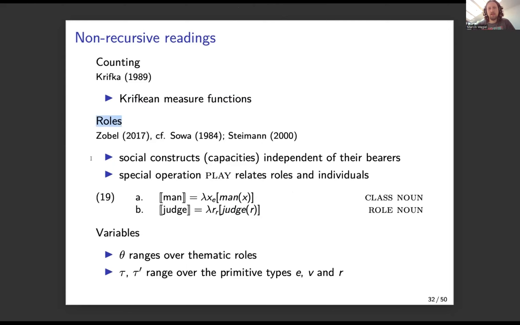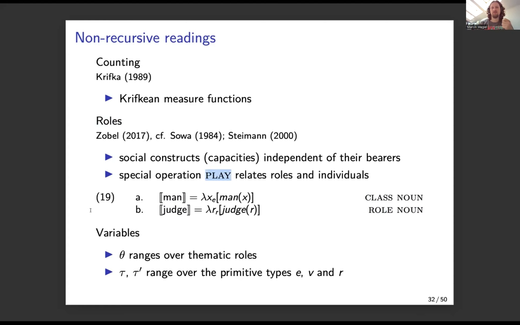So you can think of roles as social constructs, or functions or capacities of individuals, that are nonetheless independent of their bearers. If you look at a class noun such as man, this is, as usual, assumed as a property of individuals. On the other hand, role nouns such as judge would be a property of roles. So this is the R there. And of course, because individuals usually perform roles, there's also a special operation play, proposed by Tobel, that relates roles and individuals whenever necessary.